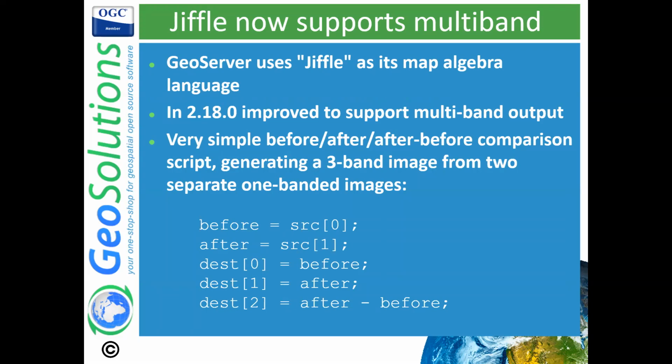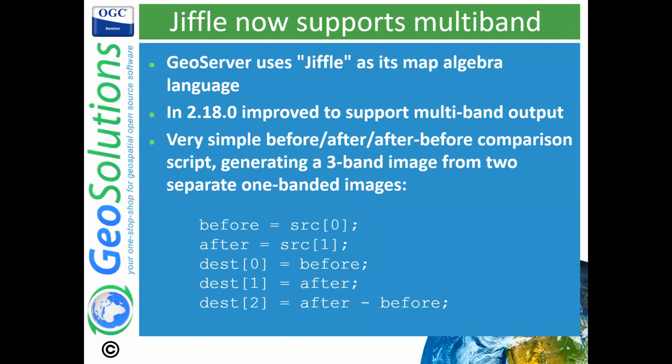Moving forward to GFL. GFL is our map algebra language. It has been shipped with GeoServer for a while now. In GeoServer 2.18.0, we have this new ability to generate multiband output. Previously, you could take as many rasters as you wanted as input and do algebra on them, but the output had to be single-banded. Right now, you can generate multiple bands in output instead.